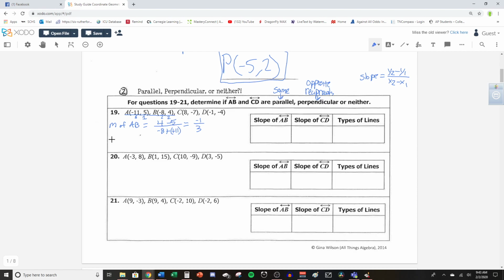Now that's how you calculate slope, and we're just going to do that for all of these, and we're going to compare them to figure out what we want. So the slope of AB is -1 divided by 3.